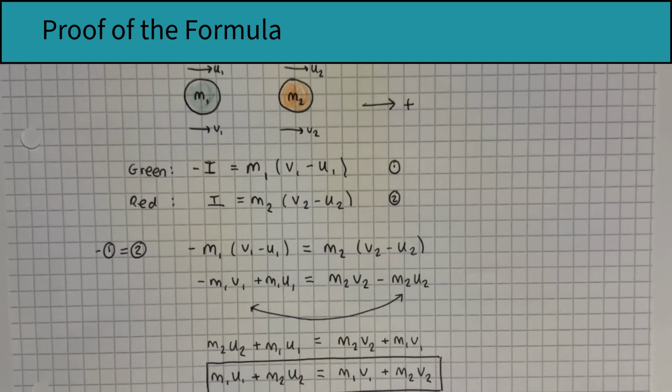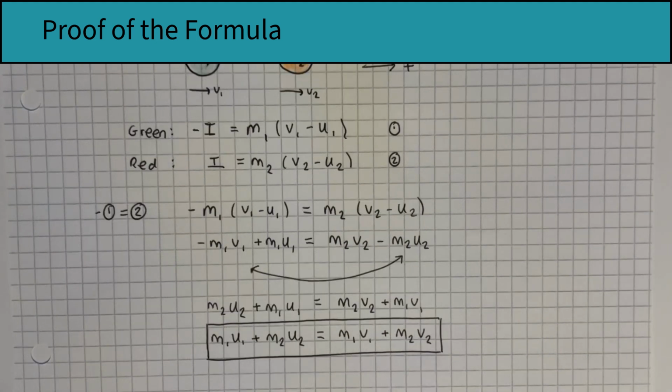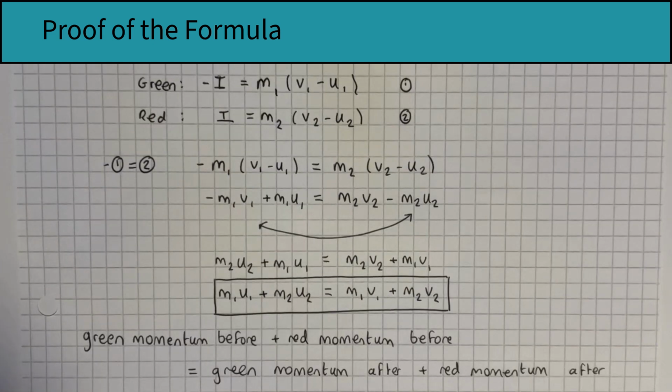That's a lot of m's, u's and v's. However, it's much simpler if you remember it as the momentum of green before, which is m1 u1, plus the momentum of red before, which is m2 u2, is equal to the momentum of green afterwards plus the momentum of red afterwards. So either formulation in words or as a formula is the conservation of momentum. And this means that we don't have to use the impulse to answer certain questions, we just need the masses and the velocities.